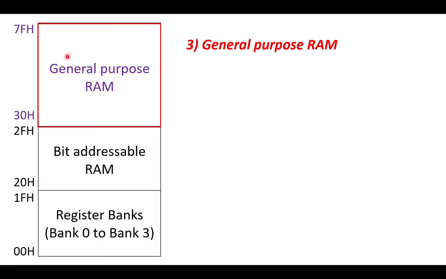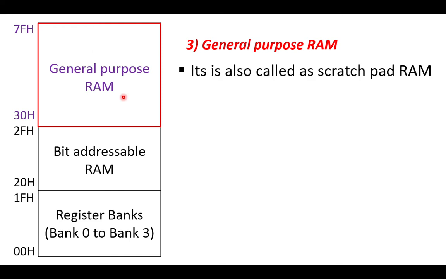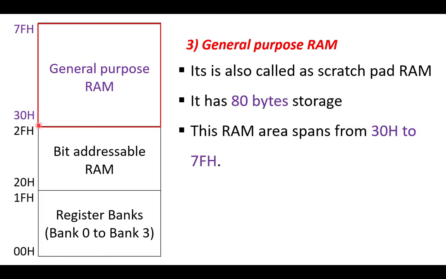And the third group in internal RAM is general purpose RAM. So this shows the third group, general purpose RAM. It is also called scratch pad RAM. It can be used for general purpose storage. It ranges from 30H to 7FH. The starting address of general purpose RAM is 30H. The ending address is 7FH. In total, it has 80 bytes of storage.